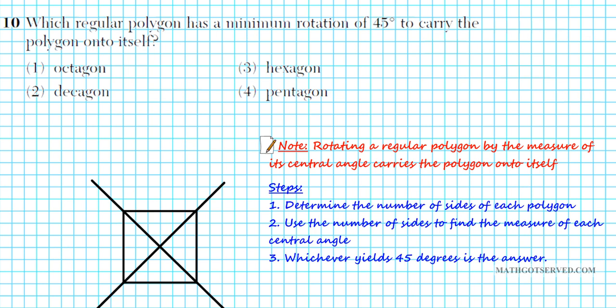All right, let's take a look at problem number 10, the last one in this review installment. It reads, which regular polygon has a minimum rotation of 45 degrees to carry the polygon onto itself? Now, if you carry a polygon onto itself, you basically end up with what you started with, identical shapes. One thing you want to note is that when you rotate a regular polygon by the measure of its central angle, that rotation carries the polygon onto itself.